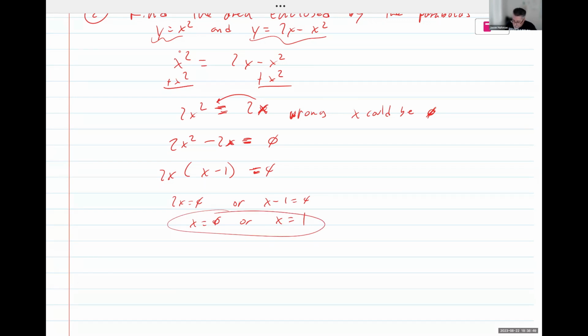So how does that translate back to my original functions? Well, if I plug in 0 into either of these functions, I get 0. So we know that when x is 0, y is 0, and that creates a point (0, 0). That's my first point of intersection. It's at the origin.